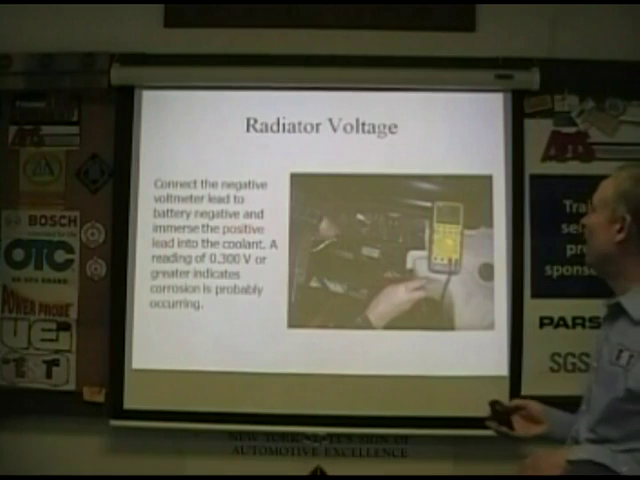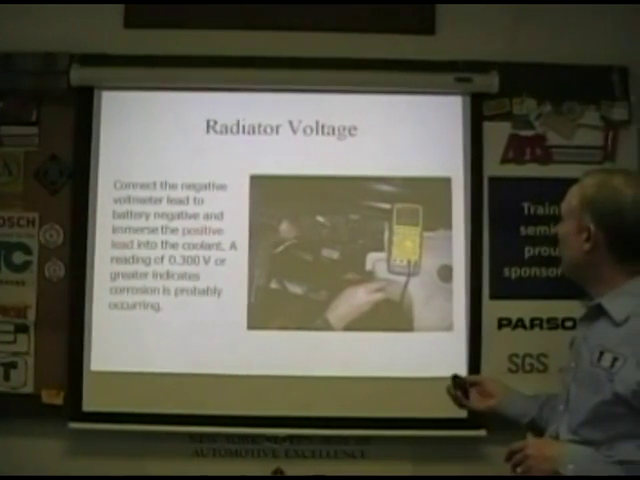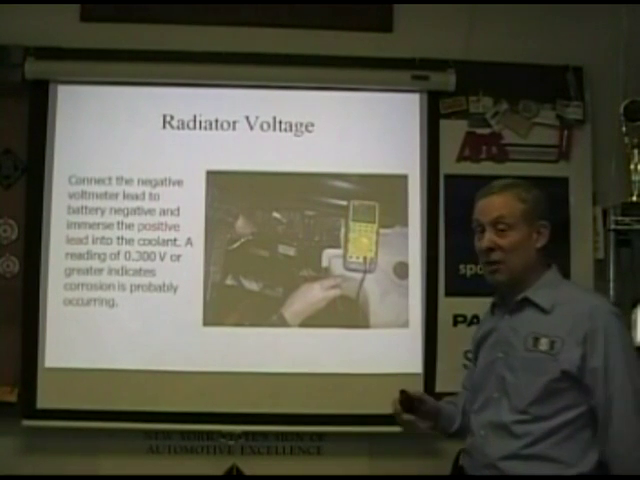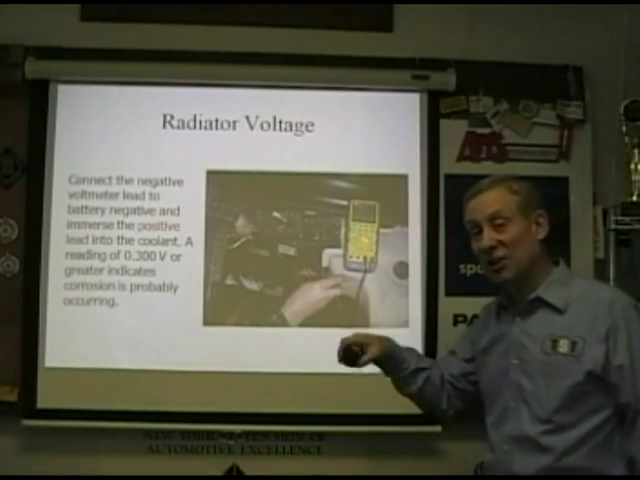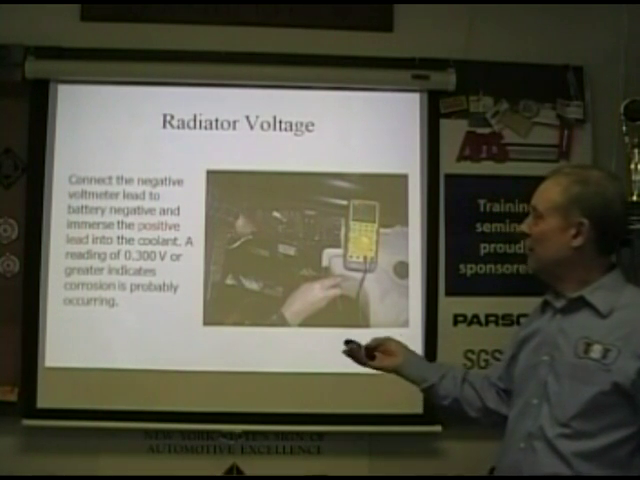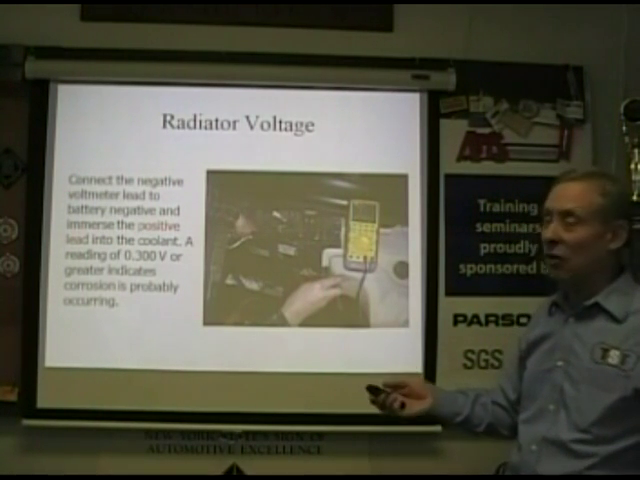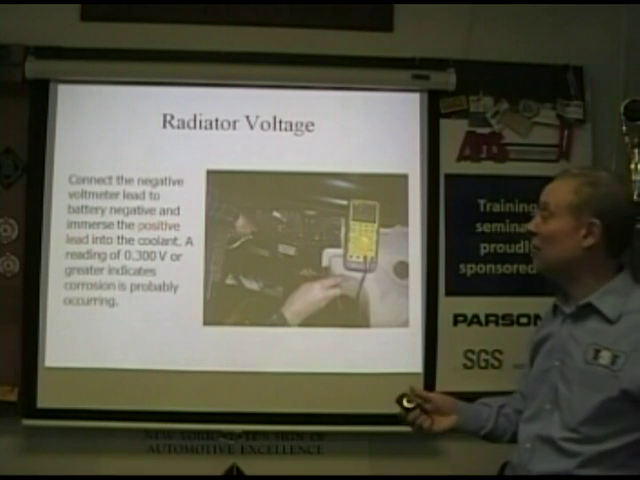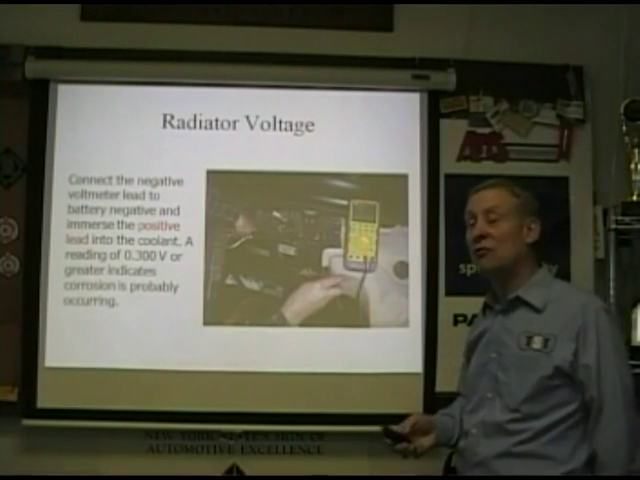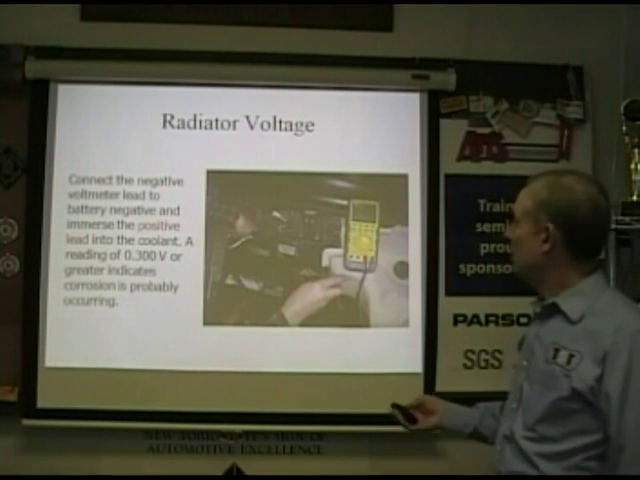And you might buy a motor. Okay, radiator voltage. Connect the negative voltmeter lead to the battery negative. Put the positive lead into the coolant with it running. A reading of 300 millivolts, that's 0.300 volts, or greater indicates that there is corrosion occurring. But watch this.